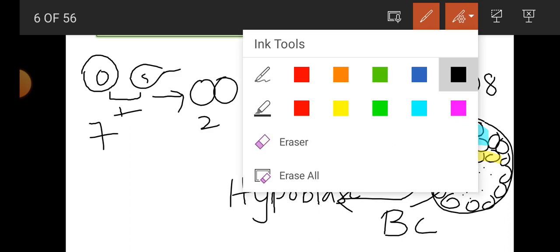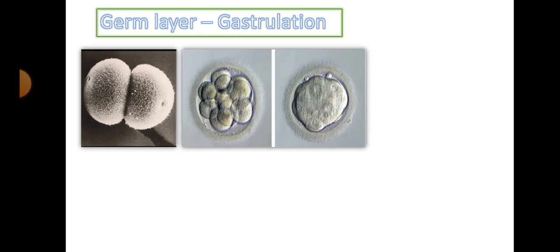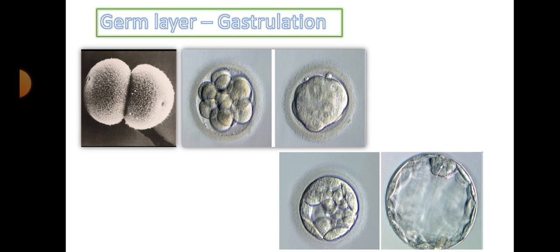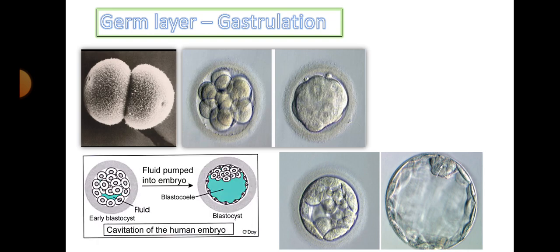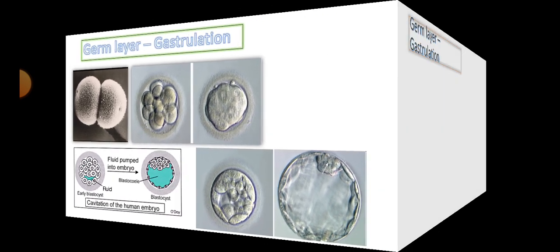Now keeping this in mind, let's see the germ layer. Again the same thing in picture form: the 2-cell stage, the morula, and then the blastocyst and the blastocele formation taking place. Next, the germ layer development continues.